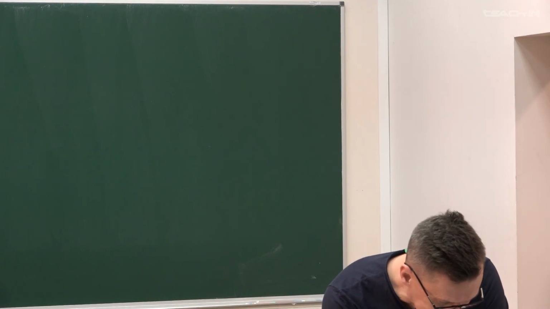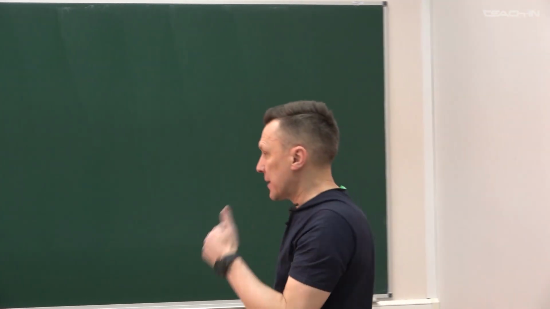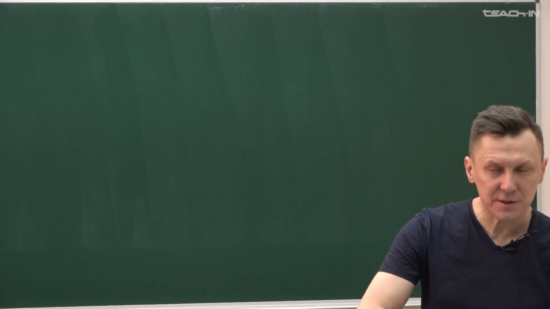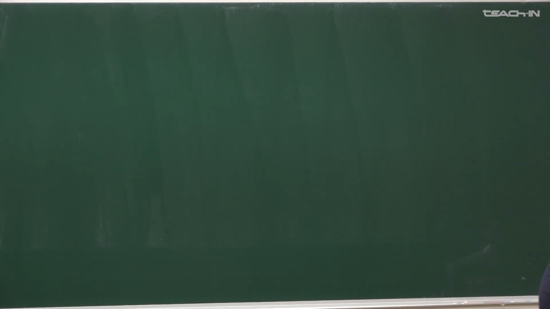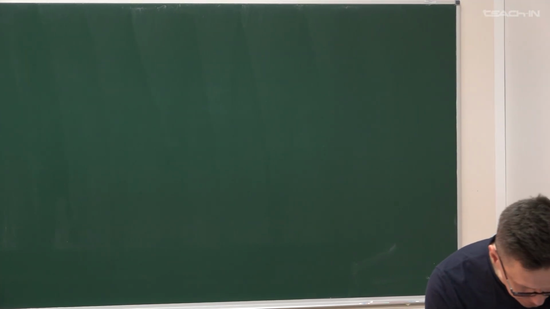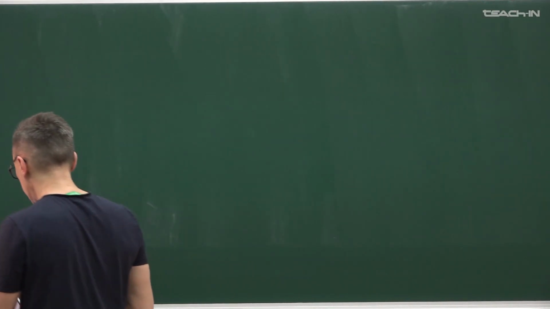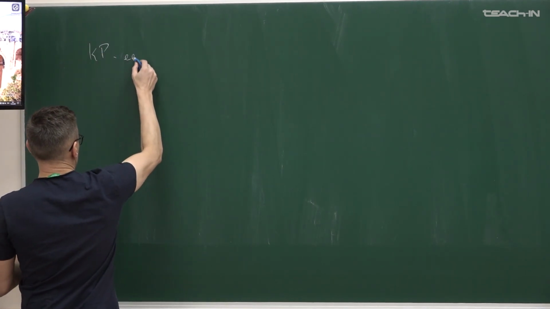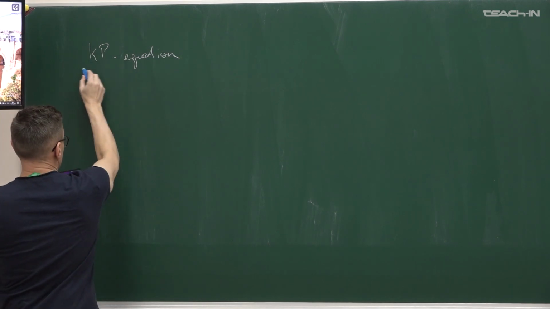Okay, we finished by some statement about the relation of the Calogero-Moser system and the KP equation. And I would like to recall some statements. So first of all, an equation, the KP equation.